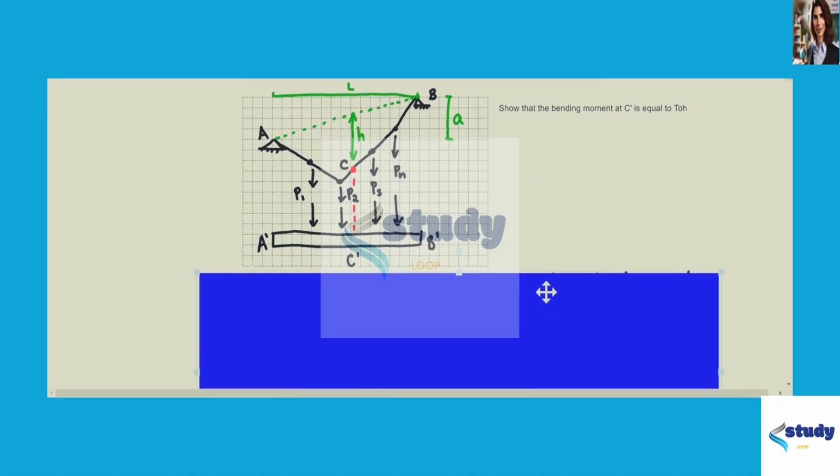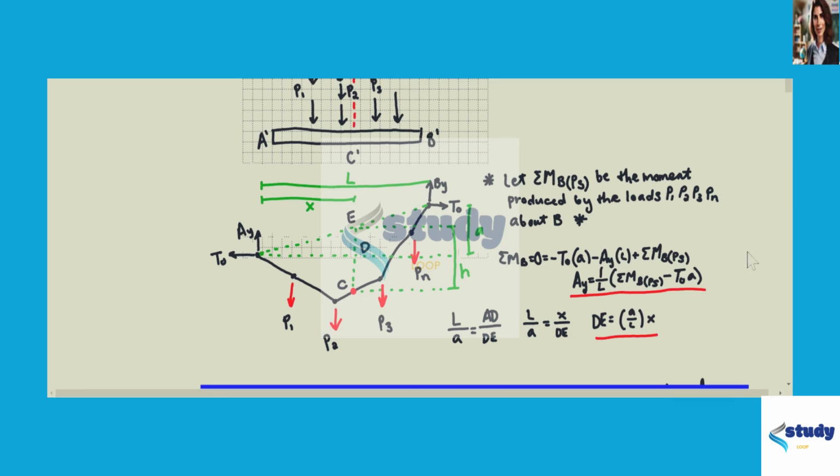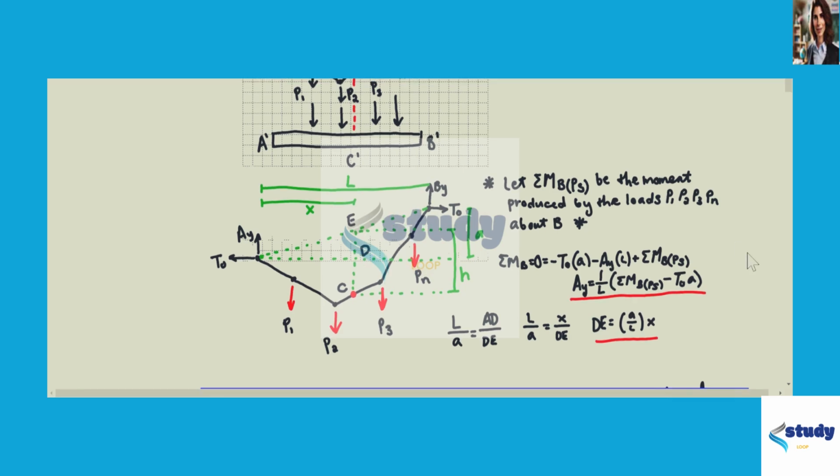So the first thing we are going to do is draw a free body diagram of the whole problem from A to B. We're going to include the reaction forces at A: AY is in the positive Y direction, and T naught is in the negative X direction. Also the reaction forces at B: BY is in the positive Y direction, and T naught is in the positive X direction. Also, the horizontal distance from A to B is L. The horizontal distance from A to E is X. The vertical distance from B to A is A, and the vertical distance from E to C is H.